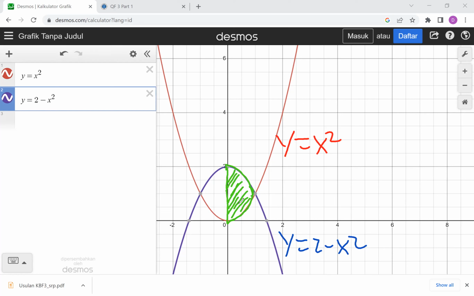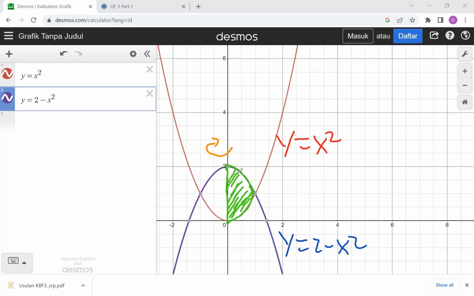Okay, the green one. And then the question is, the region is revolved about the y-axis. Okay, so in this case about the y-axis. So in this case, we should consider the method of shells, right?